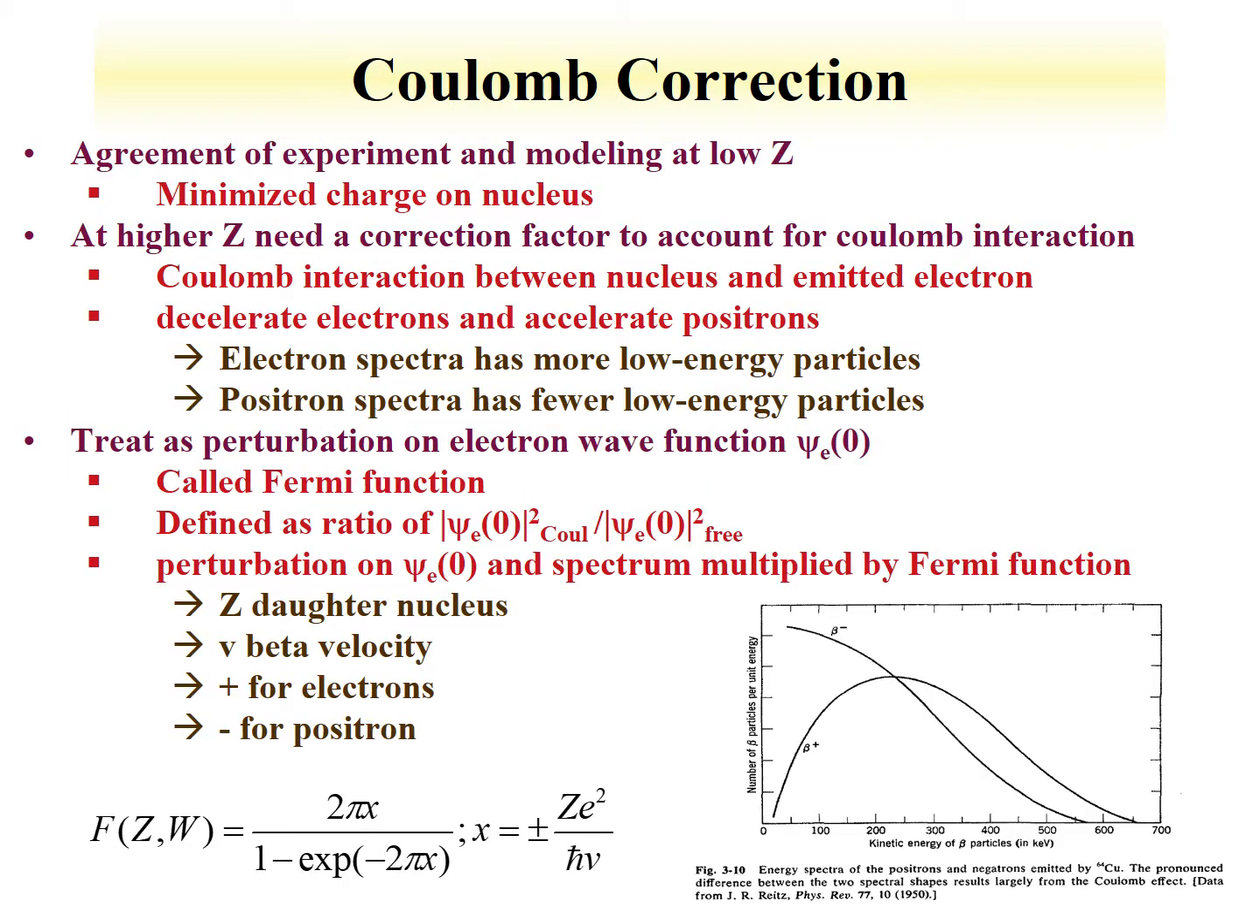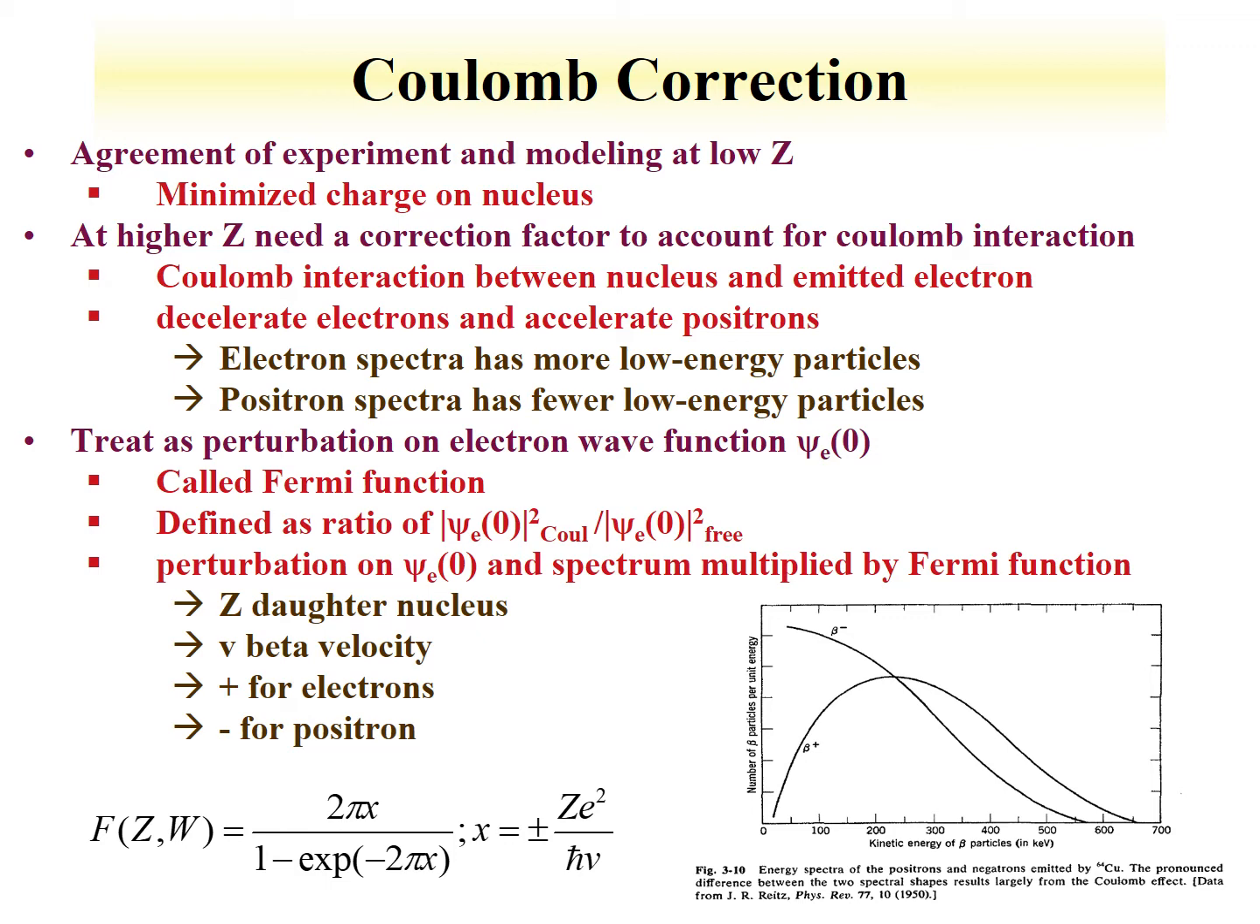This Coulomb correction, as we already discussed, at low Z, there really isn't as large of a Coulomb perturbation on the behavior of the emitted particle. However, at higher Z, this effect needs to be taken into account. And what we generally see is the electron spectra has more low energy particles, so it's shown here. The positron spectra has fewer low energy particles, or more high energy particles. And if you think about this, this is because I have a positive positron being accelerated away from a positive nuclear charge. Now I can treat this Coulomb correction as a perturbation.